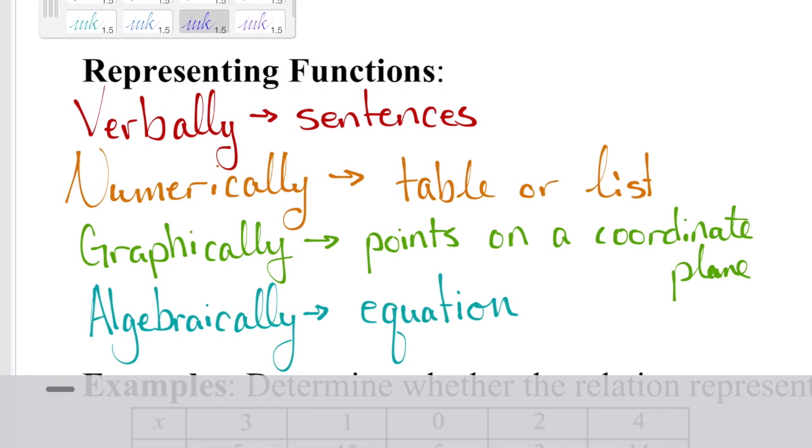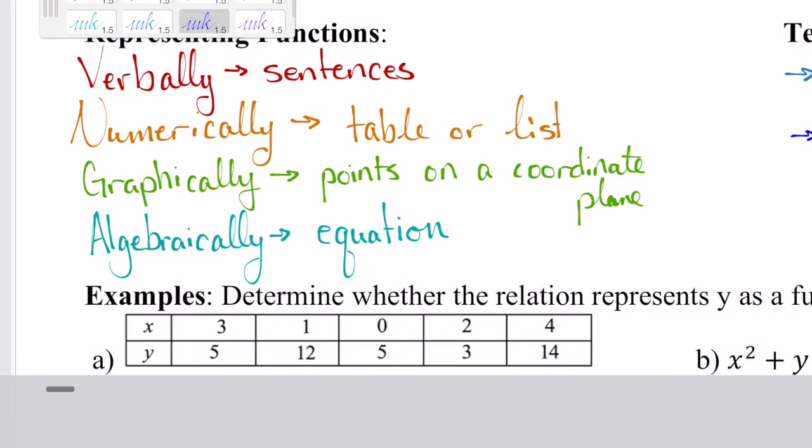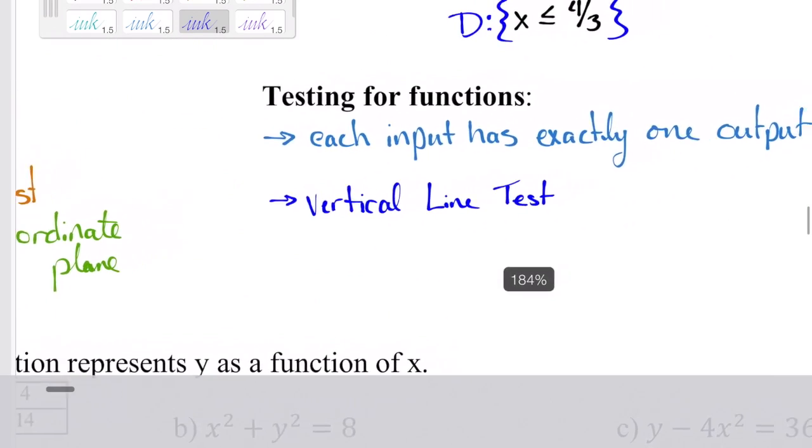The next one is numerically, so we can have a table or a list. You can see below, there's an example of a table. We can do it graphically, so we can have a coordinate plane and have those points on a coordinate plane, or even a shape drawn in. Or we could have it algebraically, so we have it as an equation. Those are the 4 ways that we can represent functions.